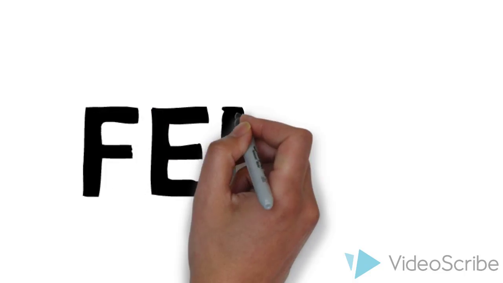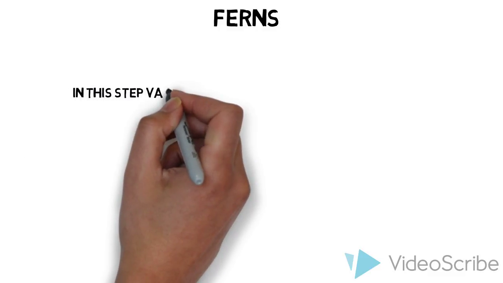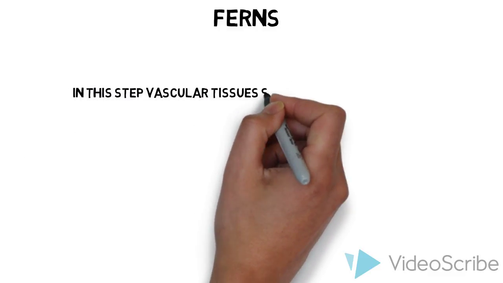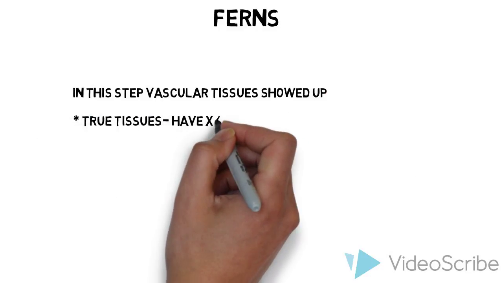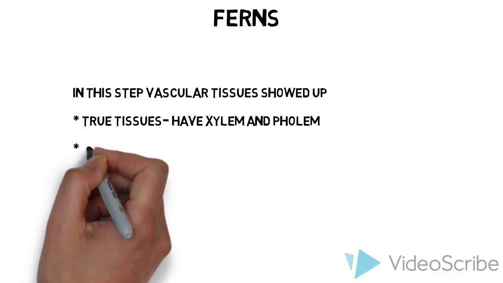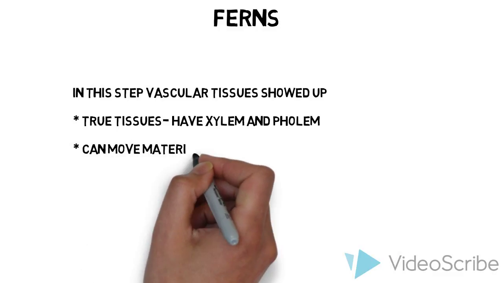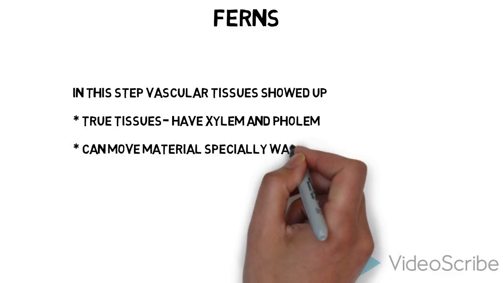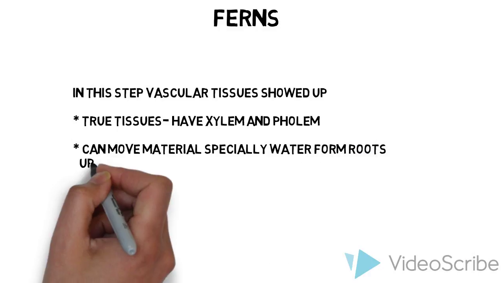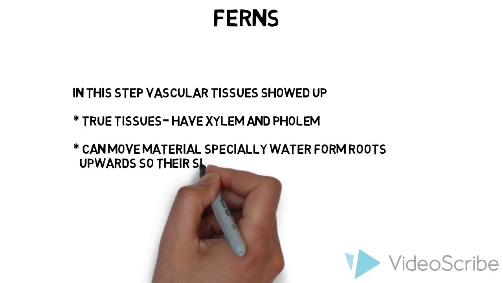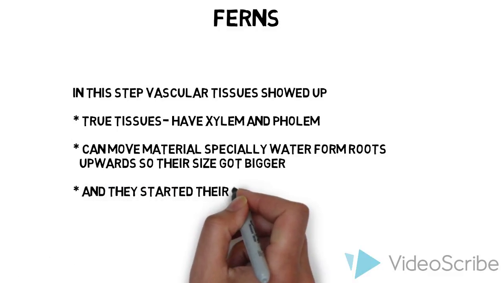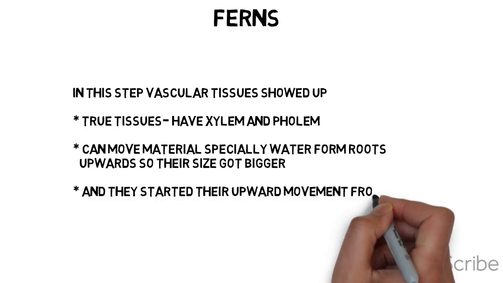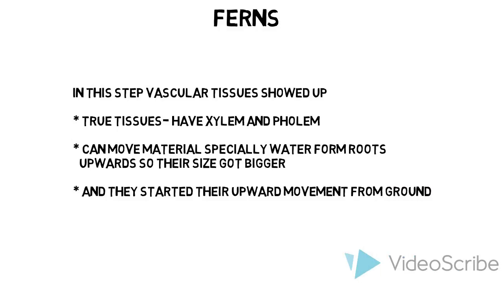Now we will talk about ferns. In this step, the vascular tissues showed up. True tissues, meaning xylem and phloem, they have it, can move matter, especially water, from roots and upwards. So the size of the plant got bigger and they started their upward movement from the ground.